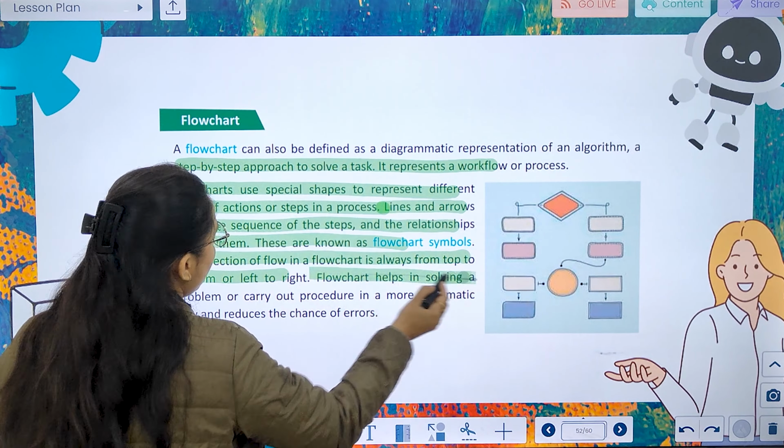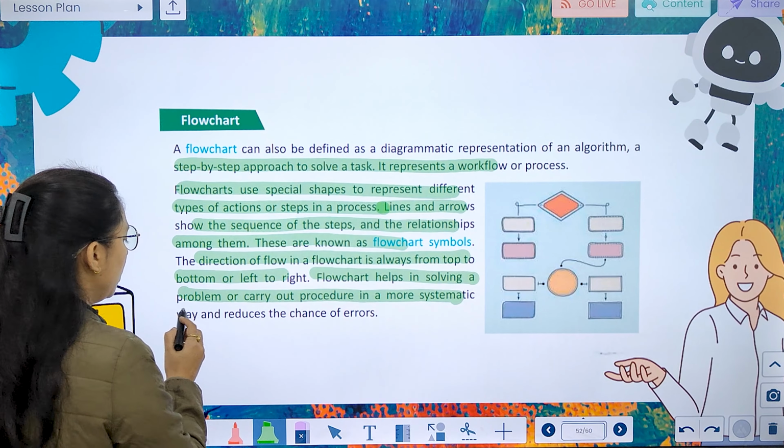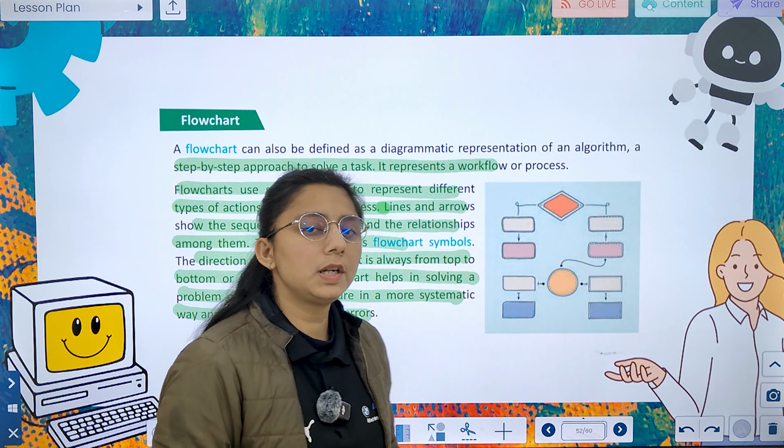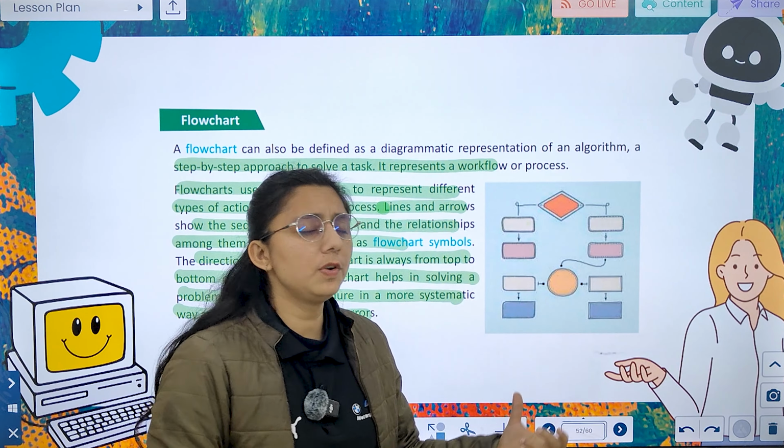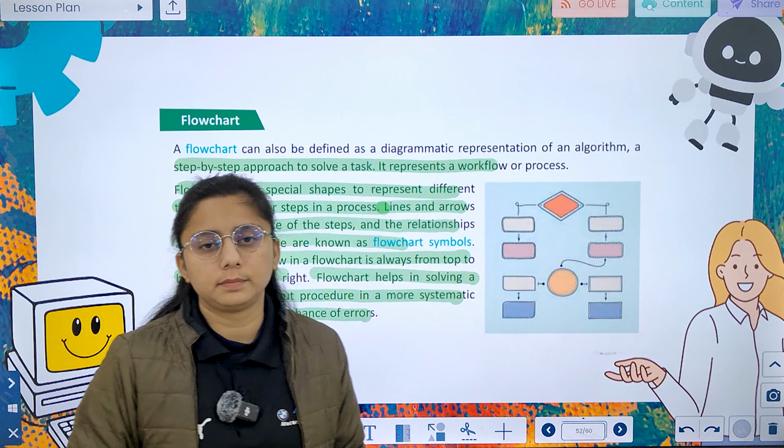So flowcharts help in solving a problem or carrying out a procedure in a more systematic way. And what does it reduce? With the help of flowcharts, it reduces errors.